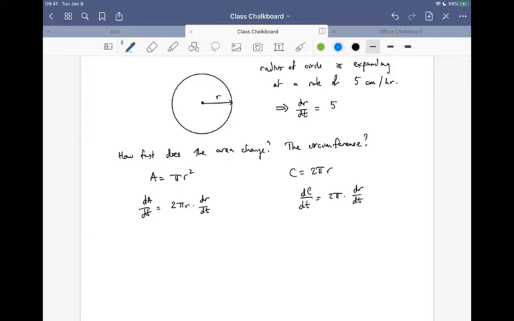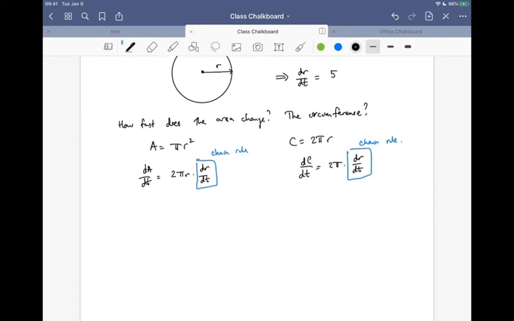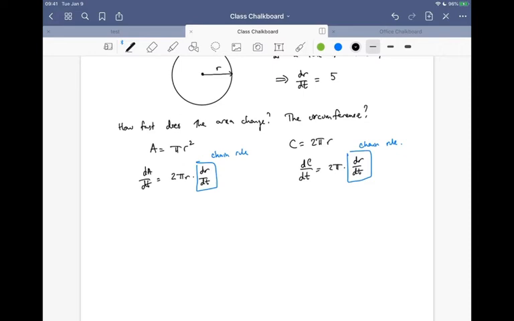And probably the biggest mistake that happens in these sorts of problems is forgetting the dr/dt's or d-whatever/dt's. And those things are there because of the chain rule. Be careful not to forget those. Okay, so that gets us the derivative of either thing. And then in this case, we know that dr/dt was 5. So dA/dt is 2 pi r times 5, and dC/dt is 2 pi times 5, which is 10 pi. This would be in centimeters per hour, and this would also be in centimeters per hour.